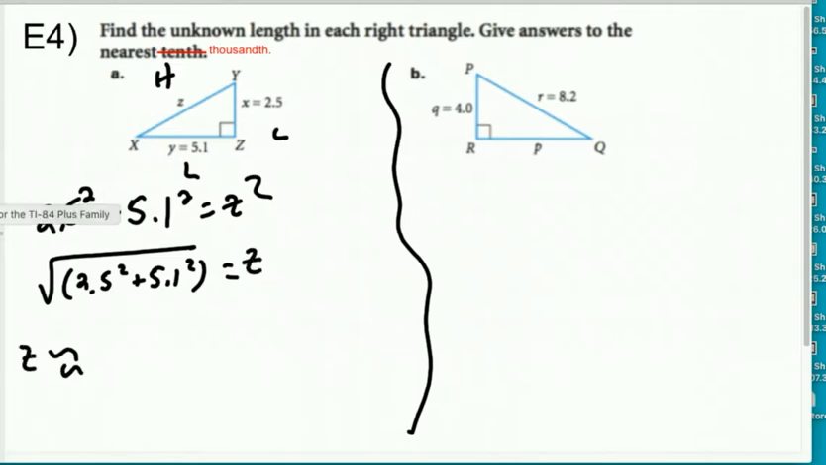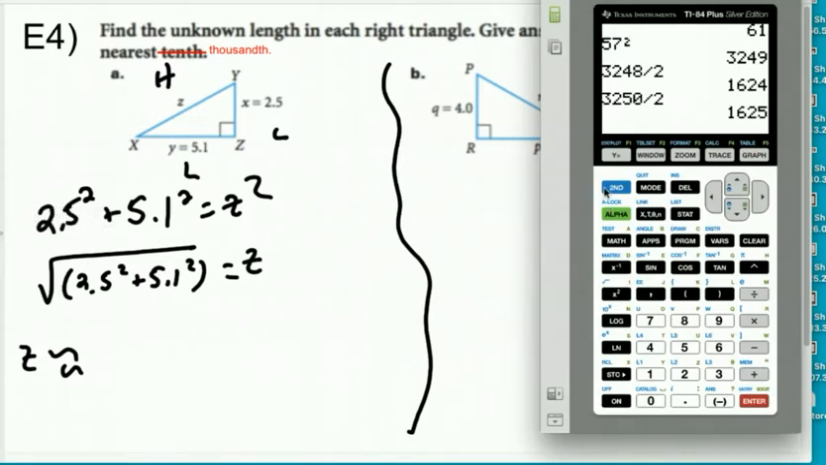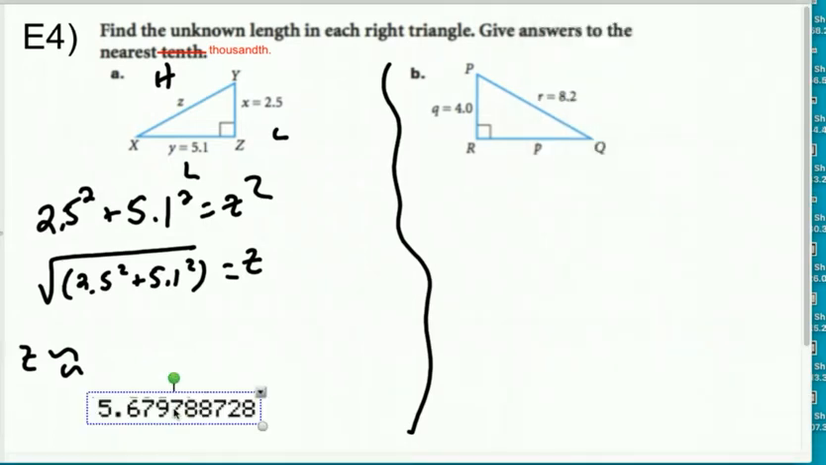So when I type this in my calculator, I'm going to type in the square root of, in parentheses, 2.5 squared plus 5.1 squared. Close the parentheses, and there's my answer. Now, remember, you can round or truncate, no matter what another teacher or test tells you. Round or truncate to the thousandth place in my math class, right? Because we're prepping for AP Calc.